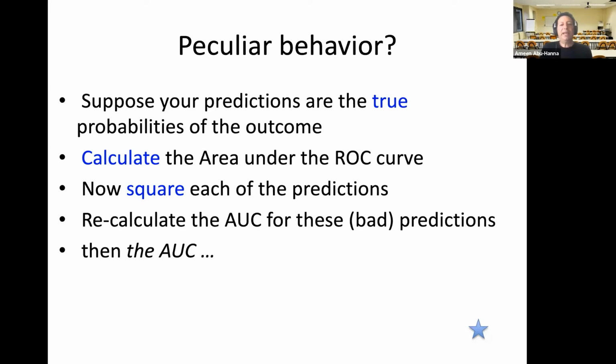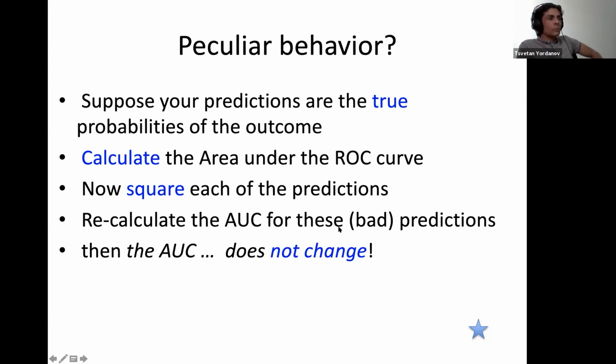Now you recalculate the AUC of these bad predictions. Does anybody want to say what you think happens to the AUC? It should be the same. It would be the same. Exactly. It does not change. And this is really strange, right? Because we had the true ones, and now we're doing something bad to them, and the AUC is not complaining.